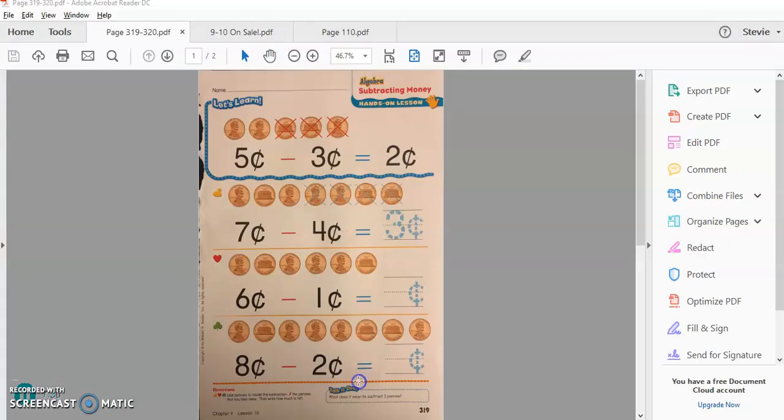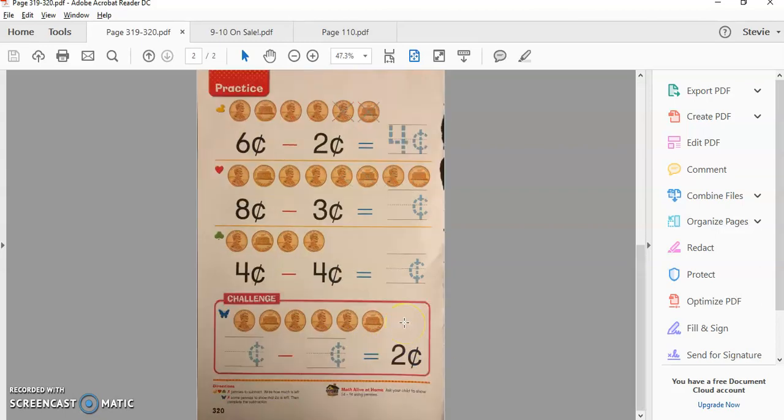All right, friends, let's look at what you're doing. These are the pages you are doing. This is exactly what I just showed you. So you need to write it. You need to write the cent sign, and look, you need to X out the pennies. So you start with 6, you're going to X out 1. That's how many you're taking away. And then you're going to write how many are left over. You start with 8, you're going to take away 2, write how many are left over. On the back, same thing. X out the ones that are being taken away, write how many are left over. Don't forget the cent sign.